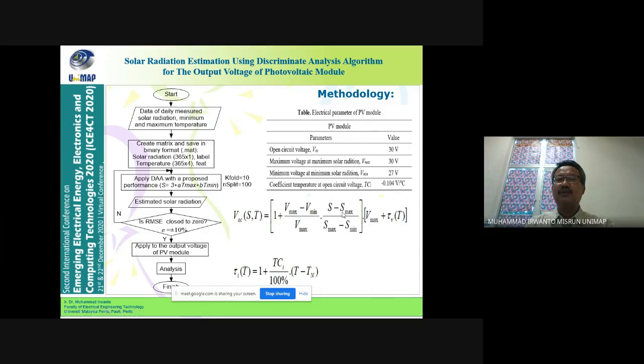S max is the maximum solar radiation, S min is the minimum solar radiation, and V max is the maximum voltage. We can obtain these from here, and the temperature coefficient, this one, can be obtained from here.